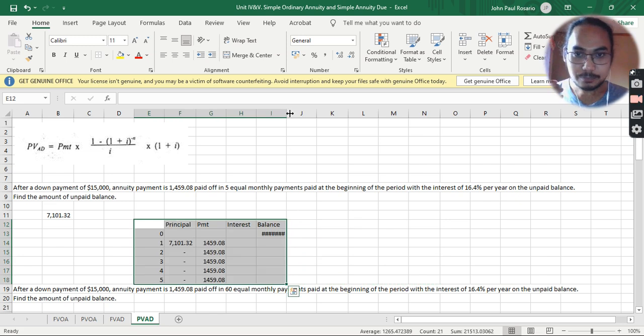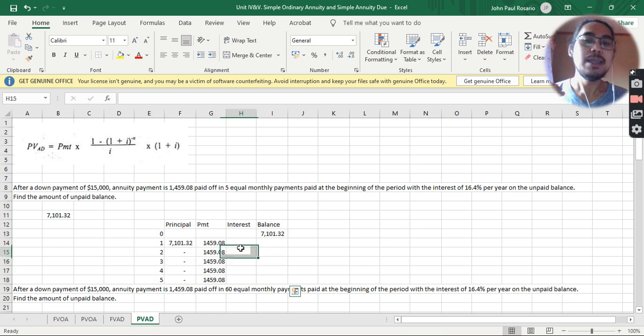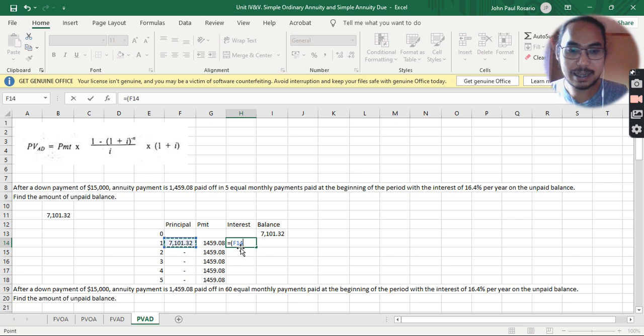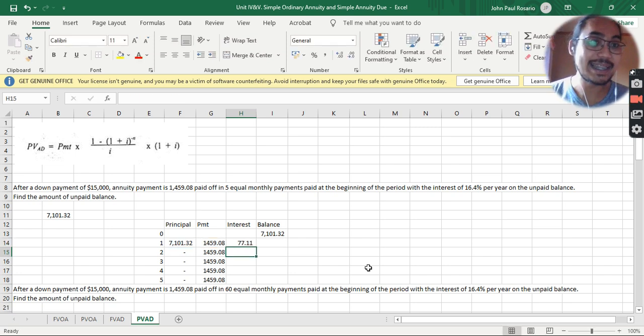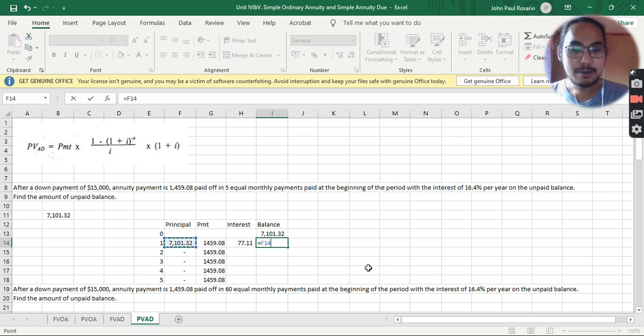Okay. So since your payment occurs at the start of the period, the basis of the interest will already be deducted by your payment. So your interest now will be equal to the interest on the net amount. So the balance at the period minus the payment at the beginning of the period, multiply that by our interest rate of 0.164 over 12. That should give us 77.11. And our balance then will be this one plus your interest minus your payment.